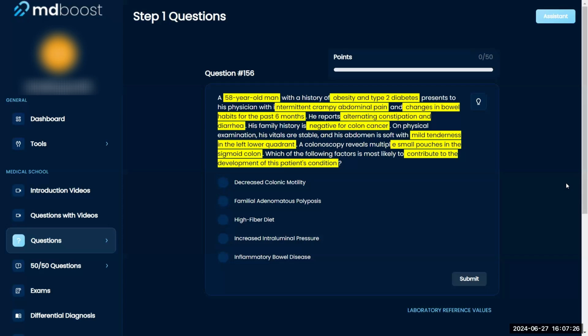And then now I'm looking through the answers to see if I can relate to that. Decreased colonic motility. No, familial adenomatous, wow, I can't even say it. Polyposis, high fiber diet, increased intraluminal pressure, inflammatory bowel disease. I'm thinking familial adenomatous polyposis.